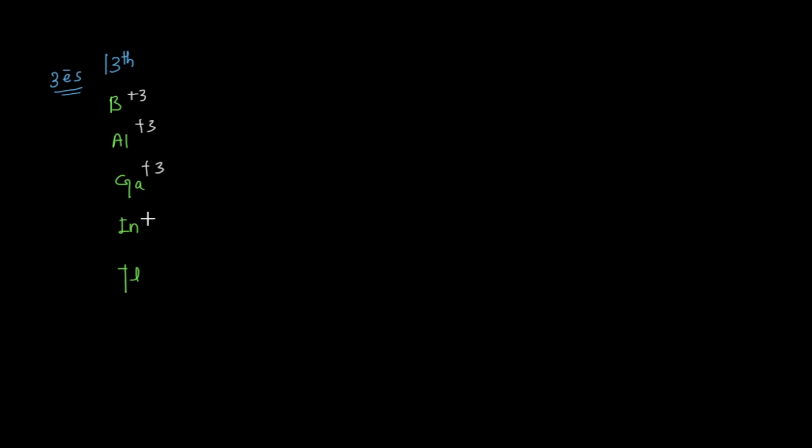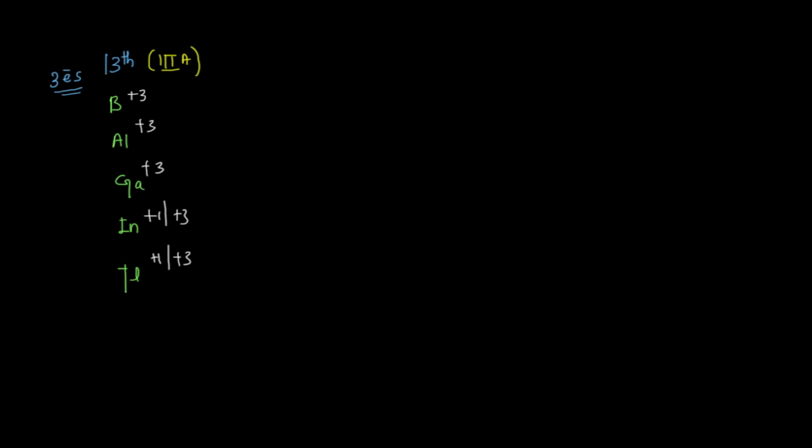The bottom elements can have variable oxidation state from +1 to +3. So this is about the third A, that is the 13th group. In Roman numerals it is called third A group.